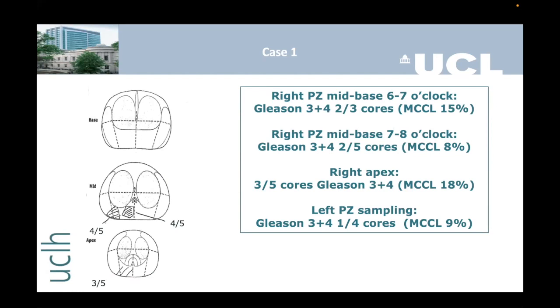It was a Gleason 3 plus 4, 2 out of 3 cores from the first area, 6 to 7 o'clock. Second was again 3 plus 4, 2 out of 5 cores, 7 to 8 o'clock. And the right apex, there was again 3 out of 5 cores, Gleason 3 plus 4. There was also 1 out of 4 cores of Gleason 3 plus 4 on the left. So in this case, again, the patient was offered radical prostatectomy versus active surveillance, and the patient opted for active surveillance.